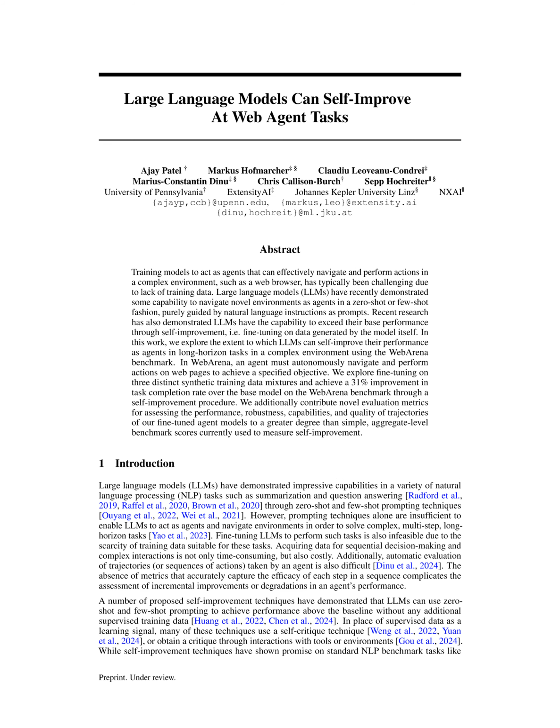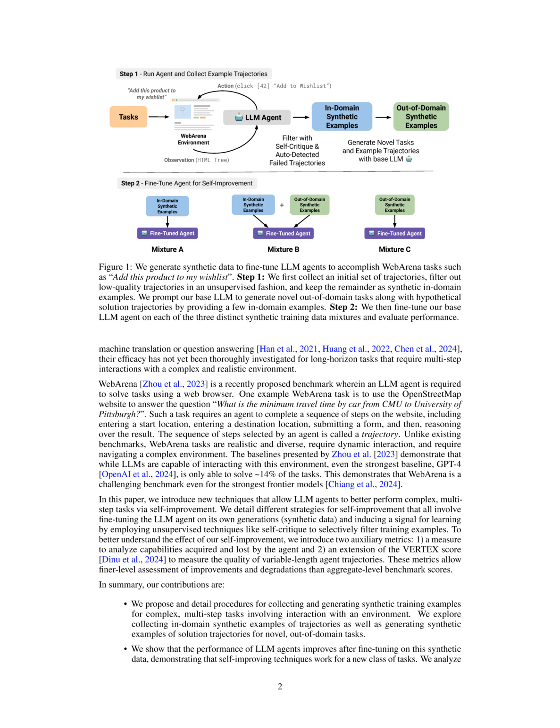Additionally, iterative self-improvement experiments are conducted to assess whether further improvement can be gained from subsequent rounds of self-improvement. The paper provides detailed insights and analysis based on the experimental results to validate the effectiveness of the new techniques for self-improvement in enhancing the performance of agent models on complex, multi-step tasks like web agent tasks.